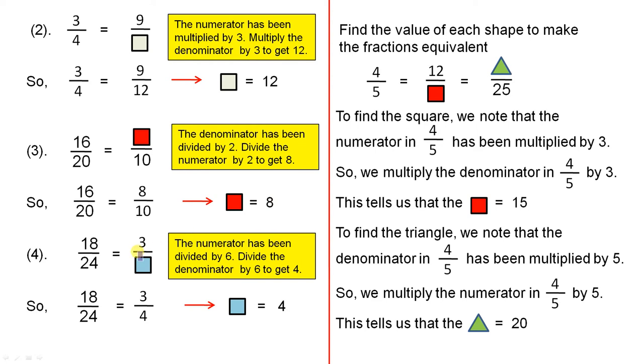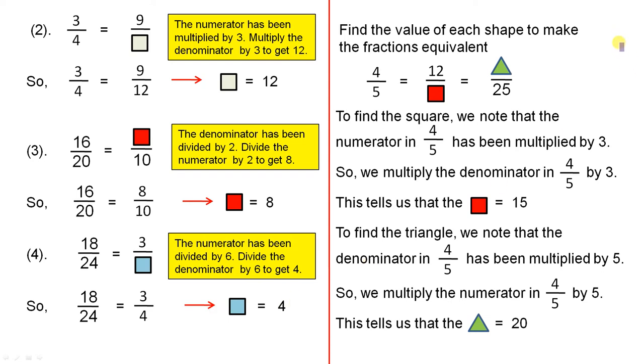18 over 24 equals 3 over something. The numerator has been divided by 6. Divide the denominator by 6 to get 4. So 18 divided by 6 gives us 3. 24 divided by 6 gives us 4. So 18 over 24 is 3 over 4, so the square equals 4.